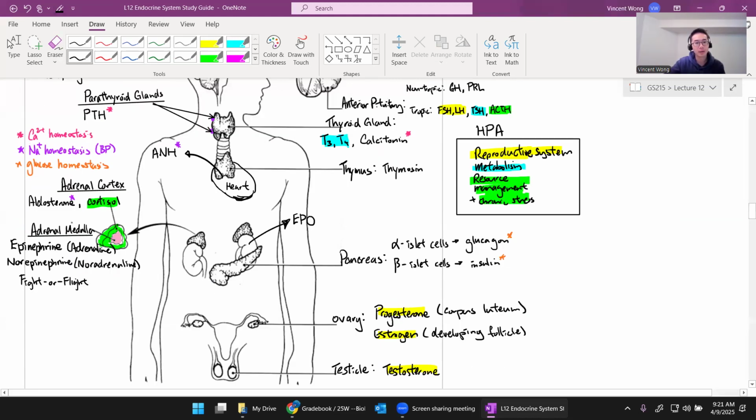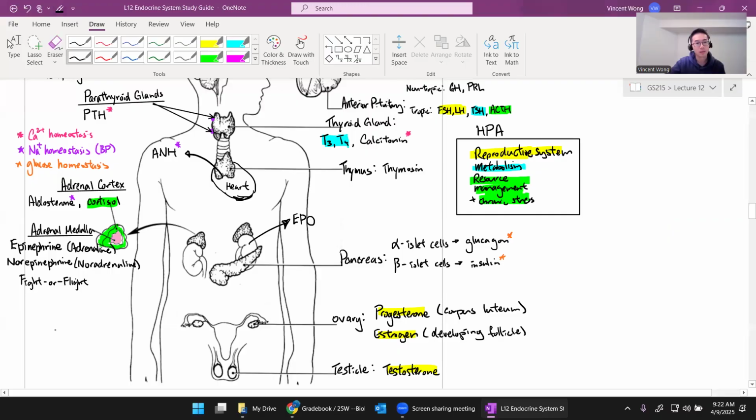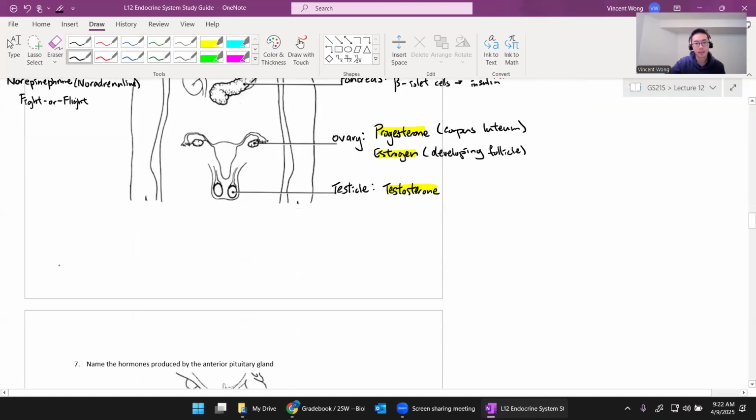Any questions about this diagram? Anything else you think I missed, perhaps? I don't think I missed anything. Okay. Well, let's move on.